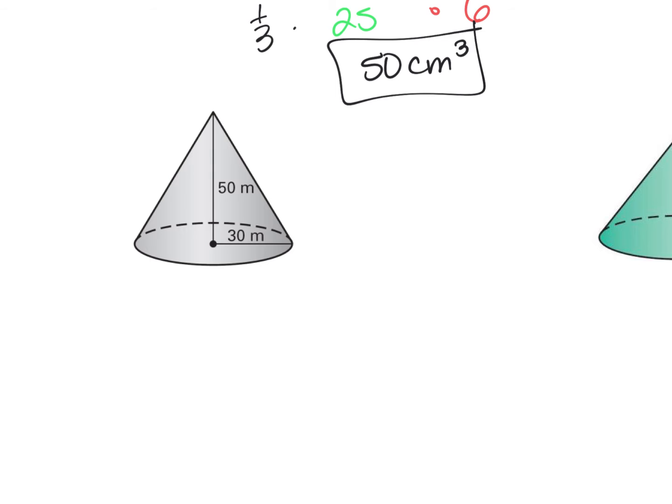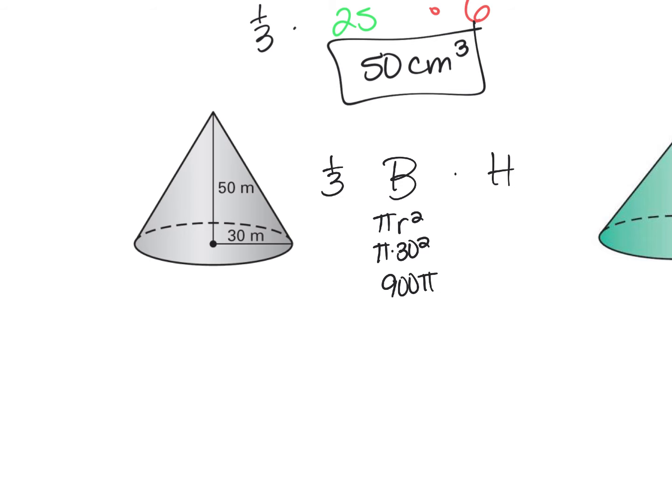All right, so now we have a cone. It's the exact same formula, 1/3 base times height. What is the base of a cone? Well, it's a circle. So we've got to use pi r squared. So pi times what is our radius? It's 30 squared. And so 30 squared gives us 900 pi.